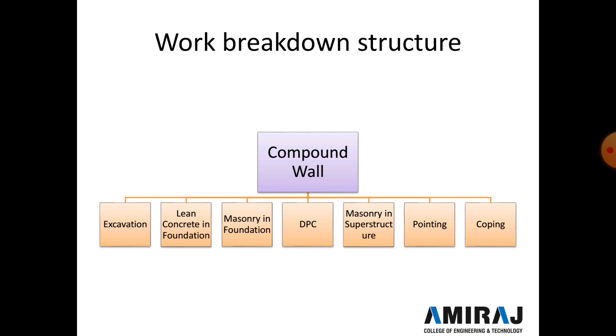Now second is lean concrete in the foundation. Lean concrete is PCC work at the bottom part of the excavation. After that, masonry in the foundation. After PCC work, masonry work starts in the foundation, like in a compound wall we construct a step footing or a simple pad footing, whatever. Then after that a DPC, a 2.5 centimeter thick DPC, and then masonry in the superstructure. After completion of the masonry superstructure, pointing is required, and at the last of the compound wall, coping is done at the top of the compound wall.